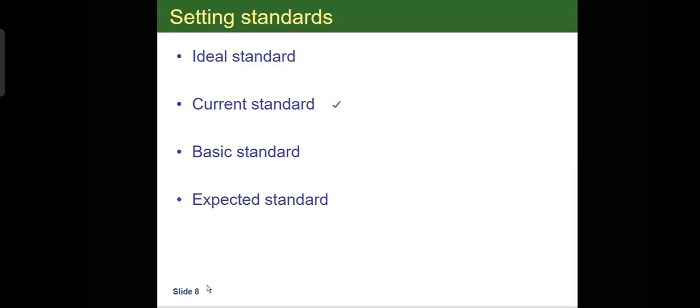For example, we are already making a table for $30. This is what we are doing. This is what we have done. So this is our current standard. But then comes the expected standard. Expected standards are also called achievable standards.